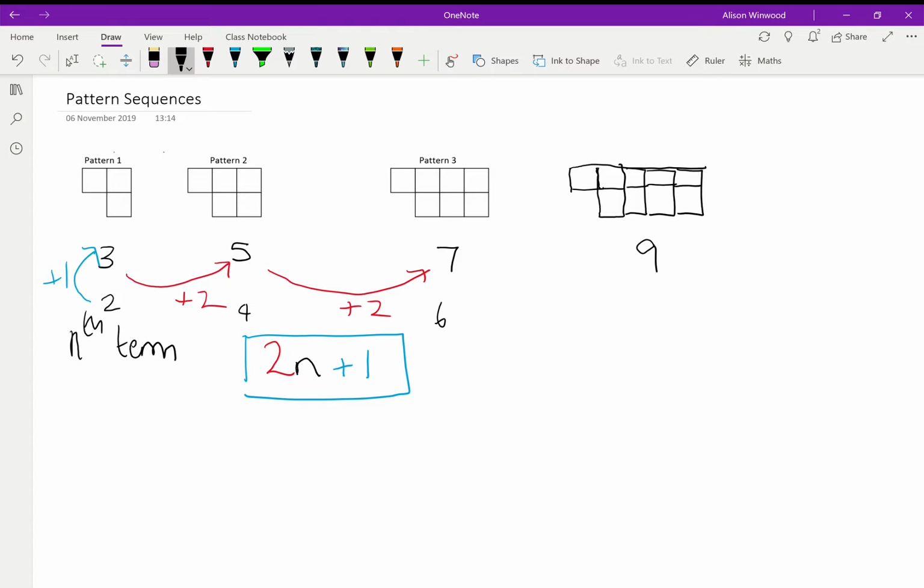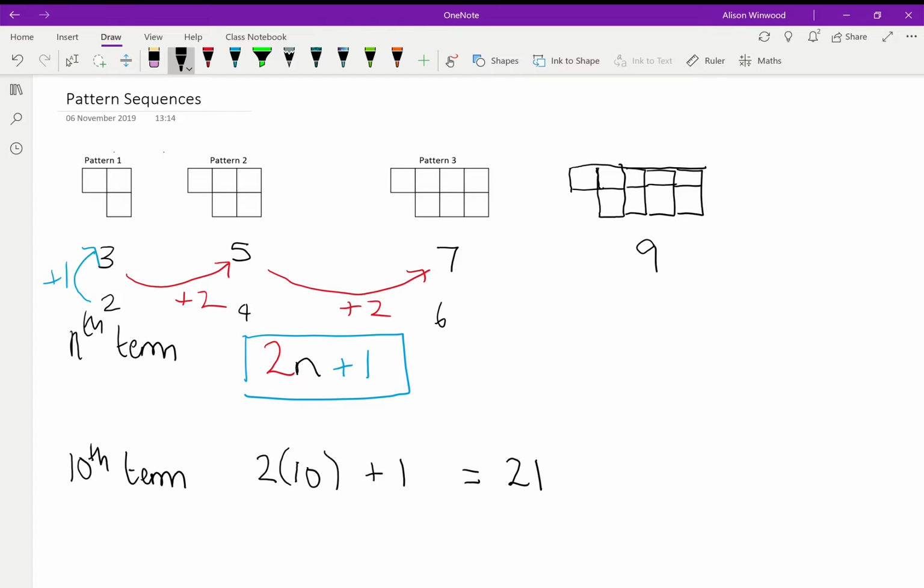Third thing we're going to find out is then the 10th term, and we can use our formula. So we're going to use 2. For the nth term we had an n, so for the 10th term we're going to have a 10, plus 1. Type that in our calculator, work it out in our head, and we get 21.